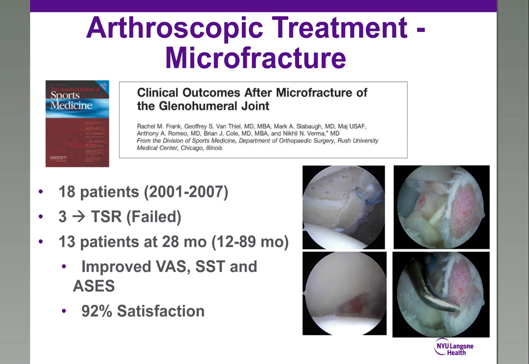And compared to microfracture in the knee, microfracture in the glenohumeral joint is actually quite effective. And here's an example of a paper that looked at 18 patients treated with glenohumeral microfracture between 2001 and 2007. And while 3 patients did fail, ending up requiring a total shoulder arthroplasty, in the 13 patients that were available at final follow-up at a mean of 28 months, there were significant improvements compared to preoperative baseline with respect to their VAS pain score, their simple shoulder test score, and their ASES score, with more than 90% of the patients surveyed reporting that they were satisfied with the postoperative results and their postoperative functional abilities.